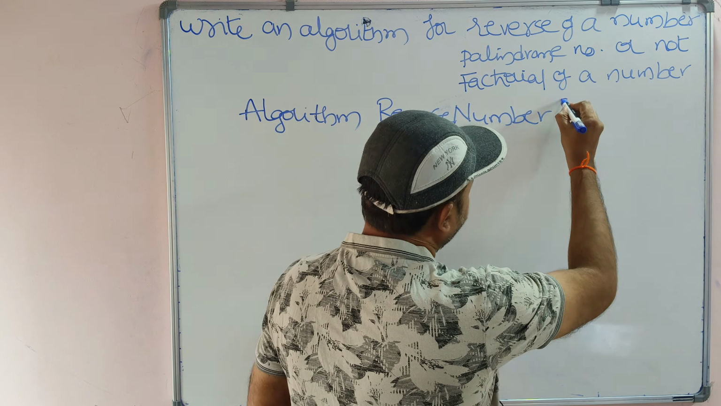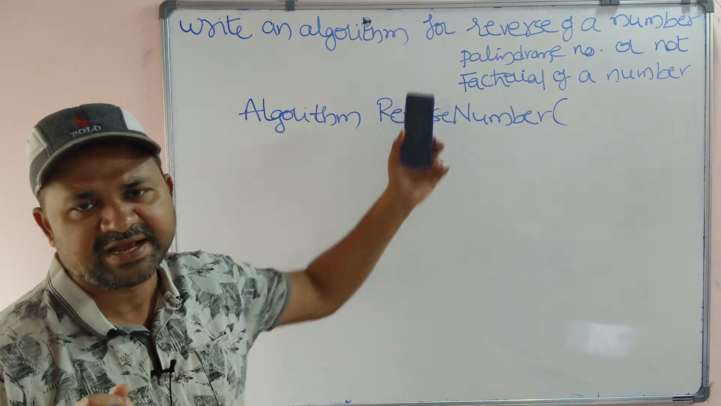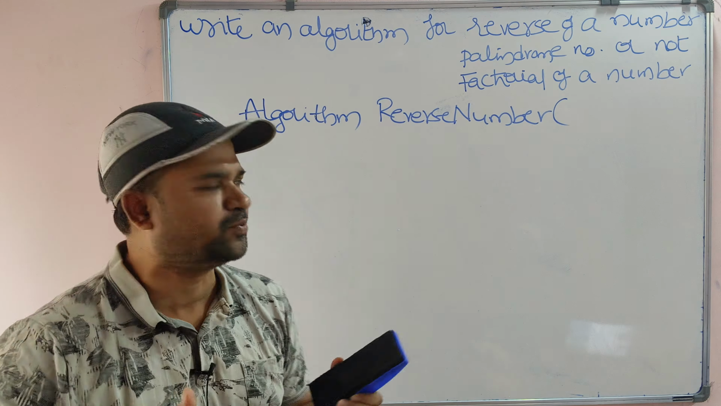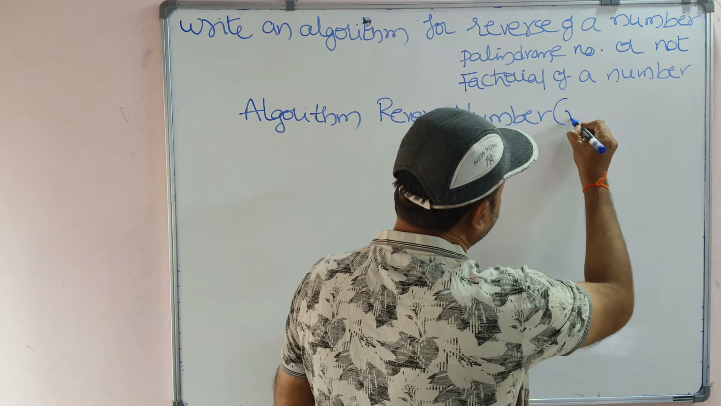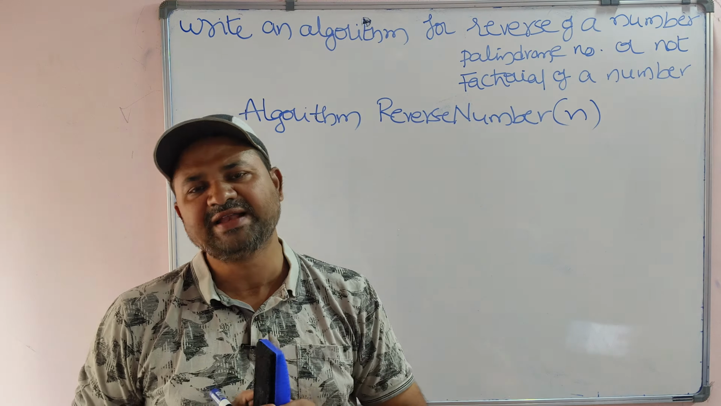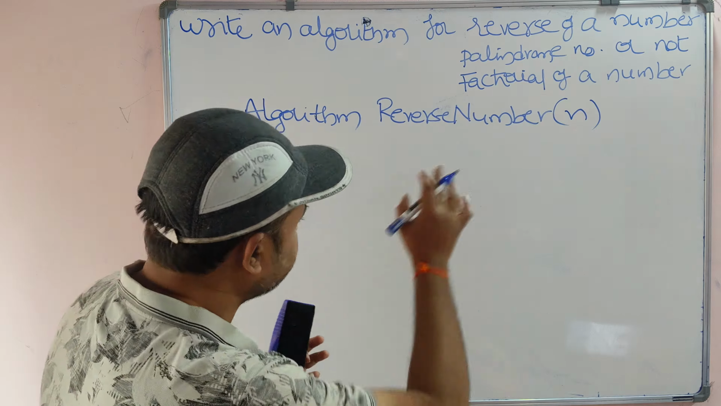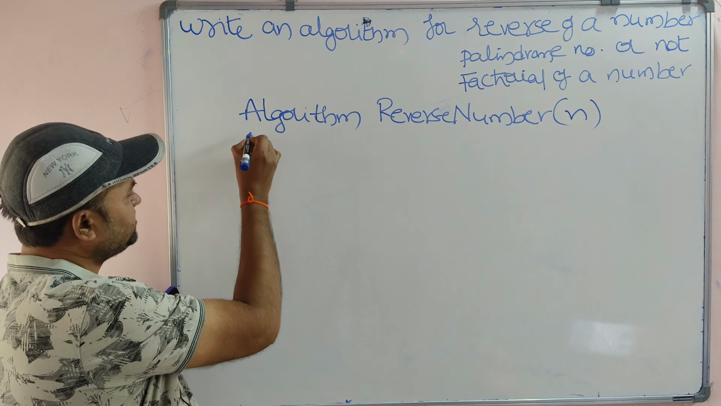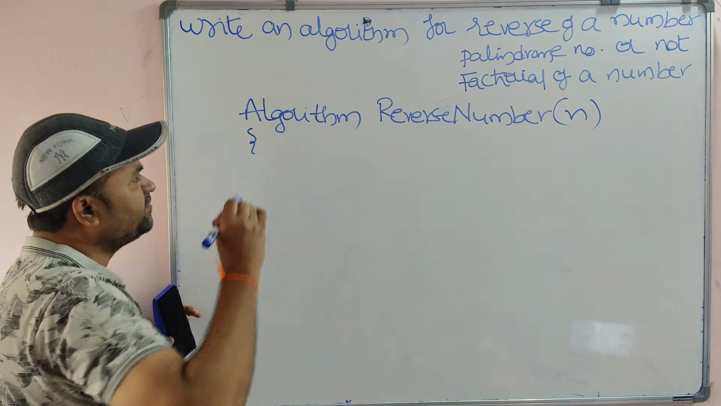And every algorithm must accept an argument. Here what is the input? A number is the input. So here we have to pass that number n. There is no need to use any data types while declaring the variables. Just the variable name is enough. Next, for the body we have to use curly braces.